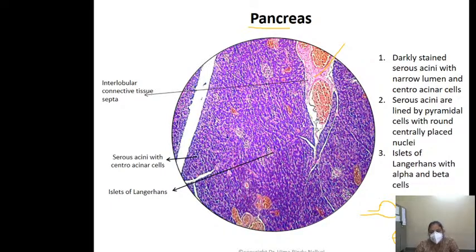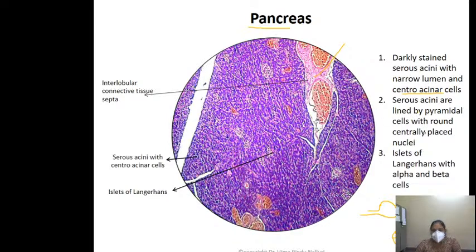You don't see the lumen at all, because the cell of this duct will come in the center, and these cells are called the centroacinar cells. That is the characteristic feature for the acini of the pancreas. You see darkly stained serous acini with a narrow lumen and the centroacinar cells in the lumen. It appears that there are nuclei in the lumen, but the protruded part of the intercalated duct gives rise to that nucleus, which are called the centroacinar cells.